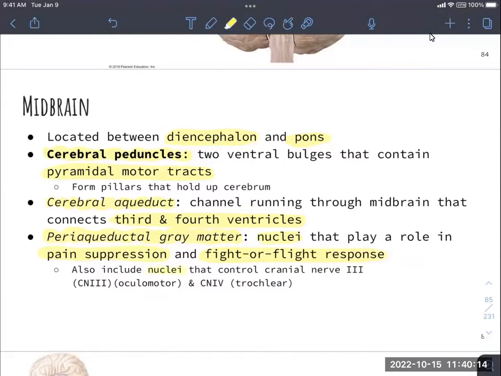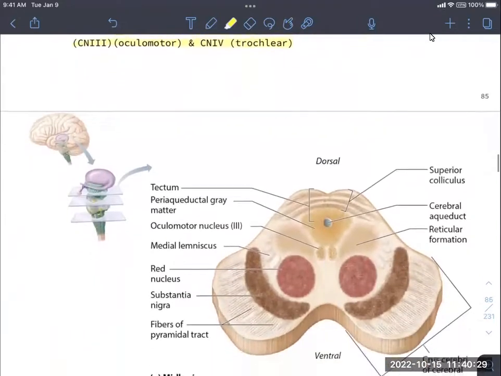We have nuclei for cranial nerve 3, oculomotor, and cranial nerve 4, your trochlear nerves. Those go to your eyeball, the muscles around your eyes. And there's another one that does too. There's 3 cranial nerves specifically.